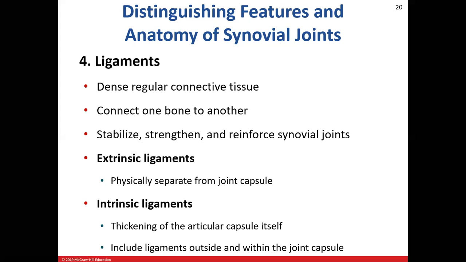We have extrinsic ligaments and intrinsic ligaments. Extrinsic ligaments are physically separate from the joint capsule, whereas intrinsic ligaments basically are the thickening of the articular capsule itself. And these intrinsic ligaments can include ligaments outside as well as within the joint capsule.